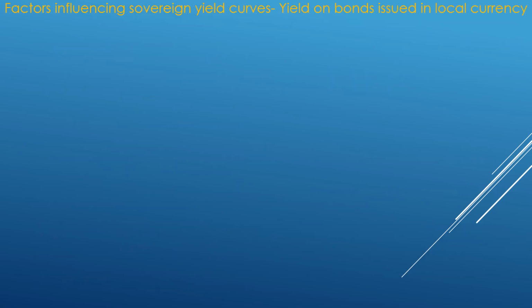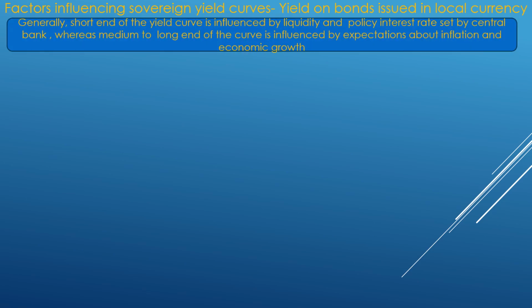Now, what are the factors influencing sovereign yield curves? That is the yield on bonds issued in local currency. Generally, the short end of the yield curve is influenced by liquidity and policy interest rates set by a central bank, whereas the medium to long end of the curve is influenced by expectations about inflation and economic growth.